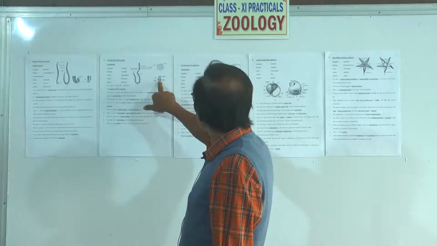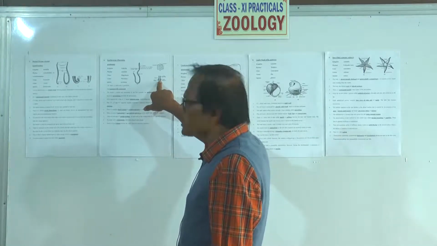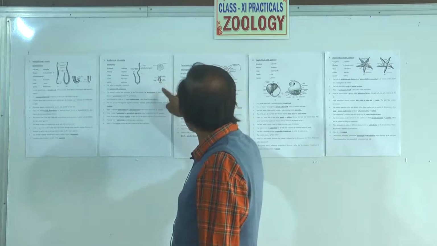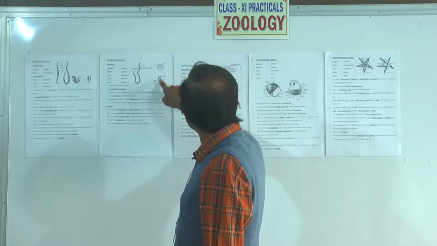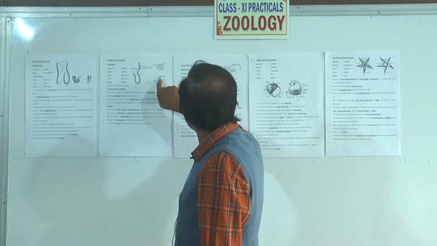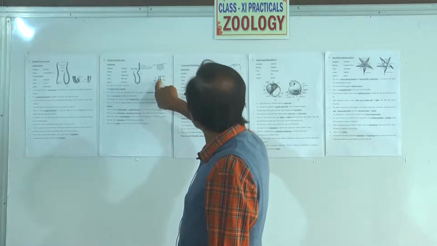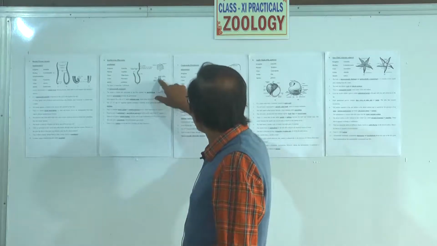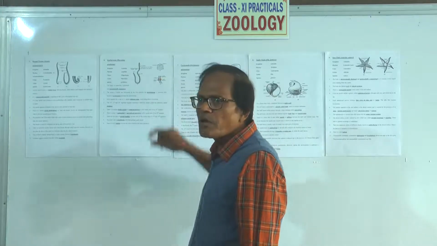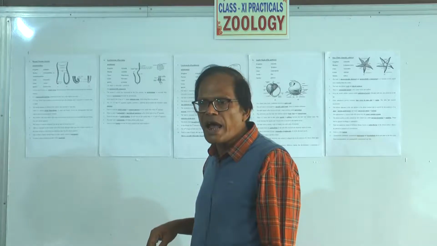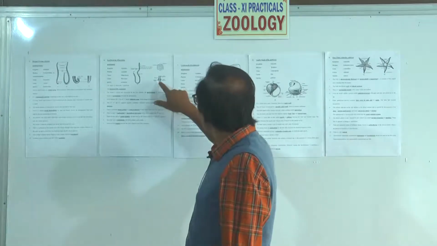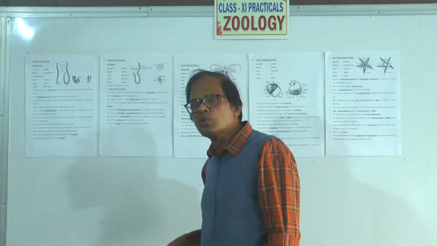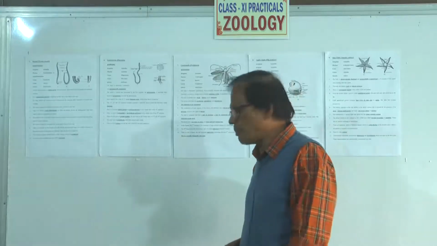Look at the male genital apertures and genital papillae here. In the middle, this is the 18th segment. There will be a pair of male genital apertures. And the preceding segment, that is the 17th segment, will have a pair of genital papillae. And the 19th segment too will have a pair of genital papillae.